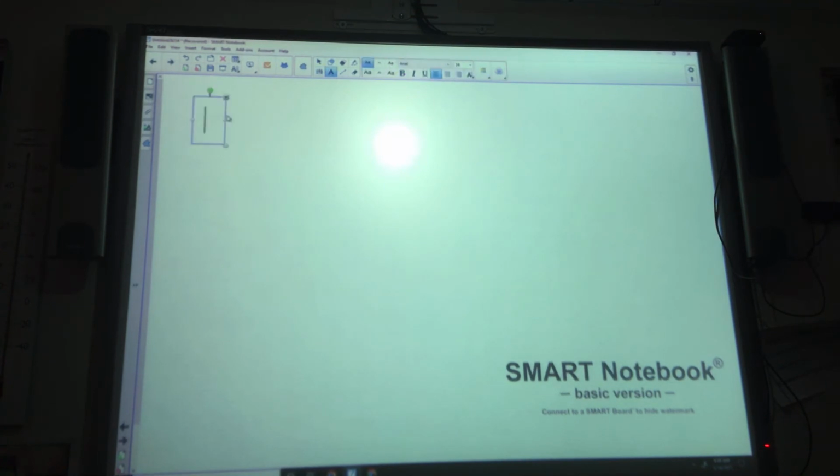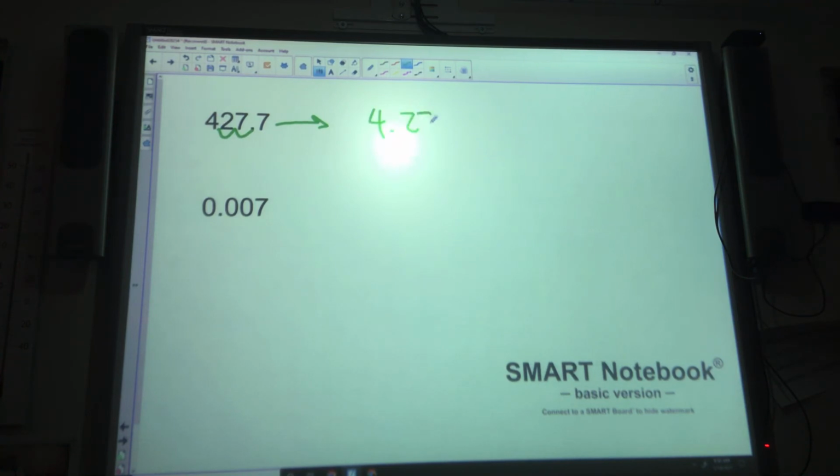Alright, example 2, write each number in scientific notation. They've got 427.7, and then 0.007. So, how do we write these in scientific notation? Well, if you look on there, we want to move the decimal 1, 2 spots. So that makes it 4.277 times 10. This would right here would be times 10 to what power?